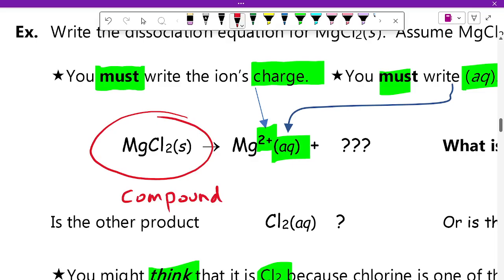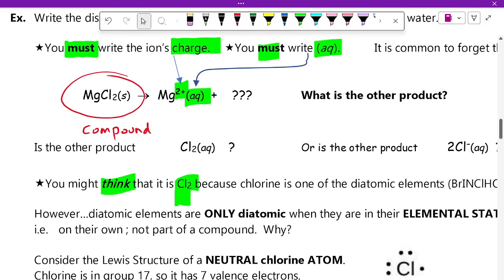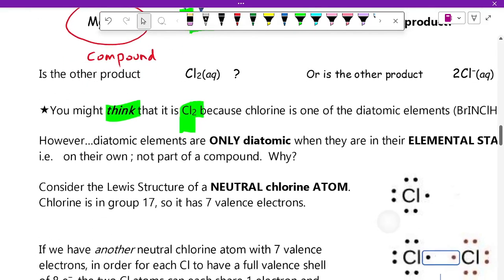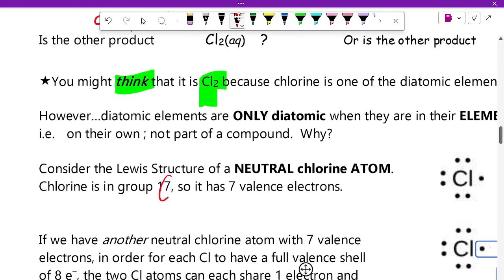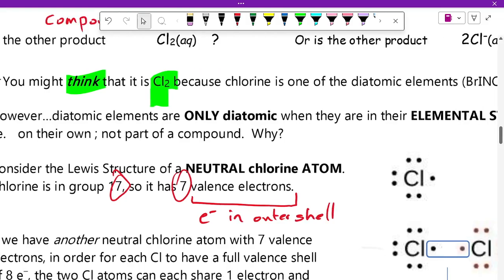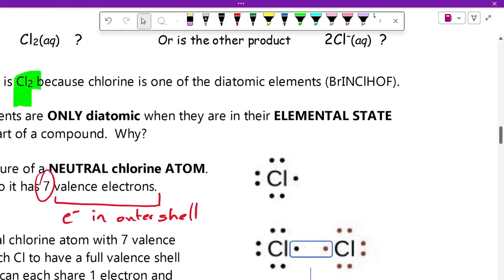Yes? So if we look at our Lewis structures, are you guys familiar with Lewis structures? Yes? And if you're not, you're going to be familiar with them now. Here is a neutral chlorine atom. Chlorine is in group 17. So if you recall, that means it has 7 valence electrons. What are valence electrons? They're electrons in the outer shell. Okay, so it has 7 valence electrons, so we draw 7 dots around the chlorine.